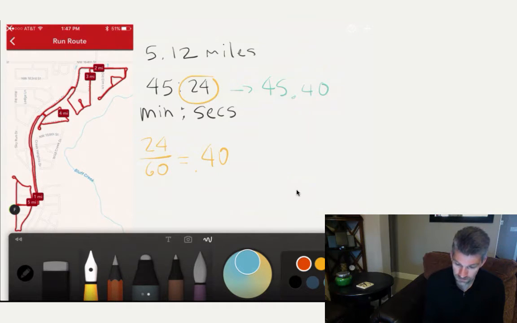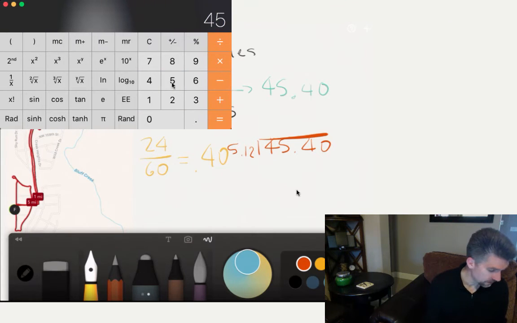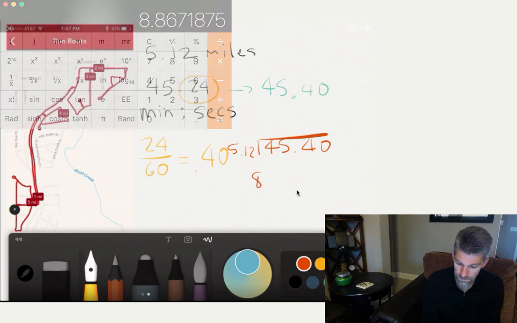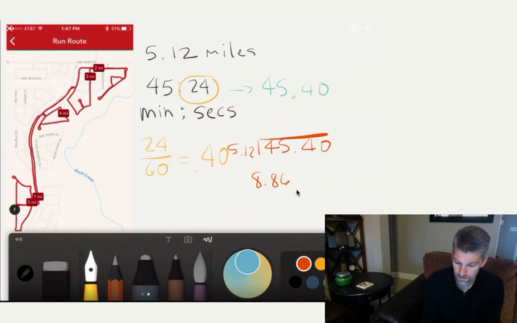I simply take 45.40 and divide that by 5.12. So I'm going to punch that into my calculator, and I get 8.867. 8.867 what? Minutes per mile.